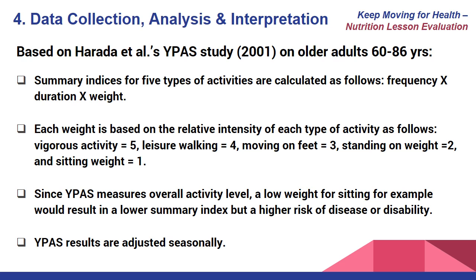So the instrument asks for each of that information, and it divides it up by a series of sections. In this case, not all of this instrument is applicable to this lesson evaluation. It would be taking or extracting just a couple of, 2 or 3 questions from that survey, as it is a pretty long survey, as I mentioned. And then each weight is then based on the relative intensity of each type of activity.